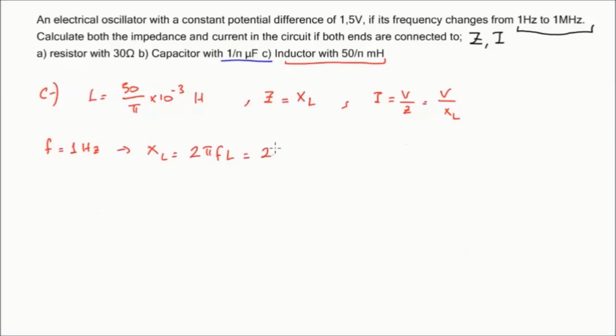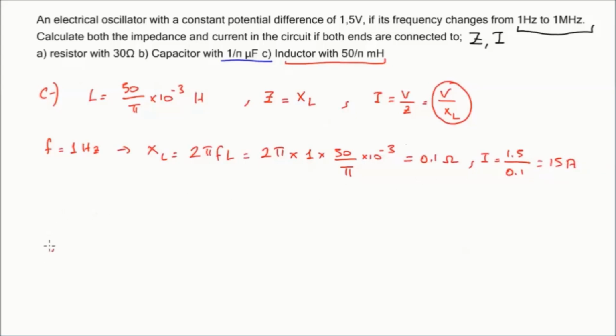XL equals 2 pi FL. 2 pi times F1 times L equals 50 over pi times 10 to minus 3. Pi and pi cancel each other. 2 times 50, 100. It's going to be 0.1 ohm. Current equals V over XL from this formula. V equals 1.5 over XL equals 0.1. So it's going to be 15 ampere.